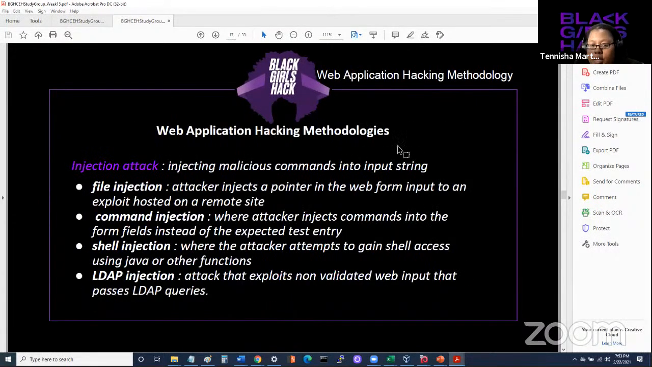All right, so an injection attack. Okay. This is about injecting malicious commands into an input string. So for example, you can say, hey, I want to inject a file, or I want to inject a command. You say at the end of the attack, like you want an ls to show everything that's in the folder. Some websites, if they don't appropriately check to do sanitation, for example, or verify, will actually allow you to inject commands and execute them so that you can see the information. And shell injection, and then there's also the LDAP injection.